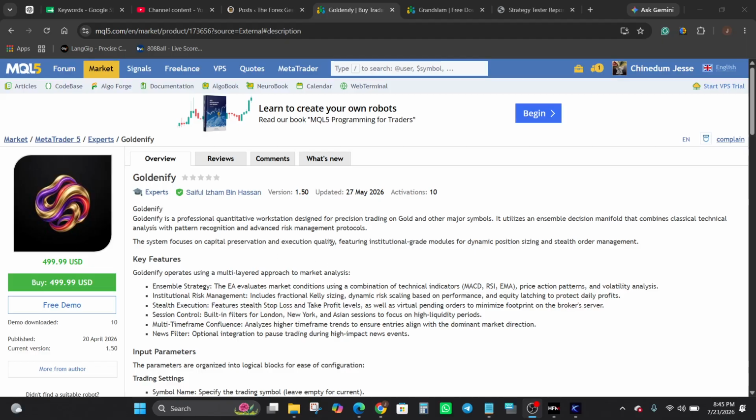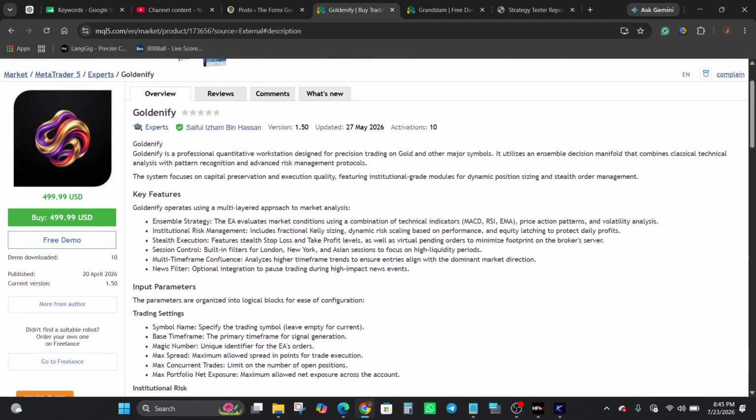It mentions support for other major symbols as well. The system centers around capital preservation and execution quality. Rather than relying on a single indicator, it uses what the author calls an ensemble strategy.